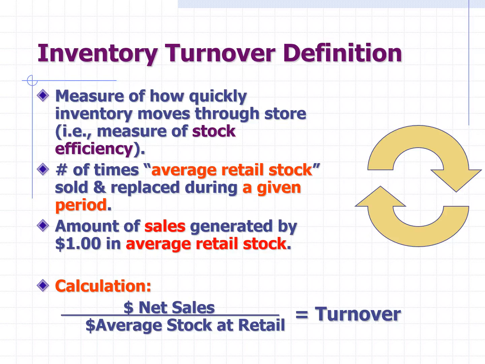That tells you the amount of sales dollars that were generated in every dollar that was in average retail stock. If you just directly interpret the meaning of the formula, that will be the interpretation of turnover, right? But if you think about it, that is again saying the same thing as saying that's the number of times that average retail stock, that much amount of stock, was sold and replaced during the season, during that period.